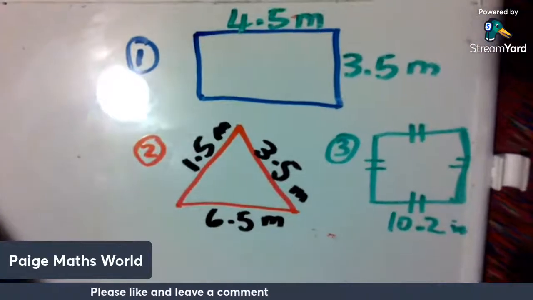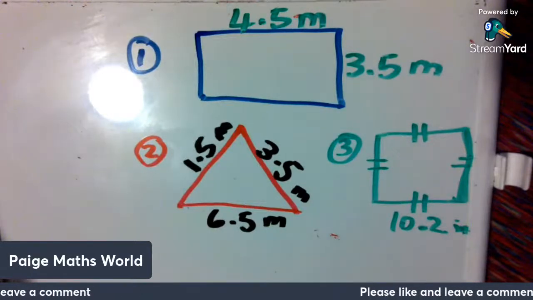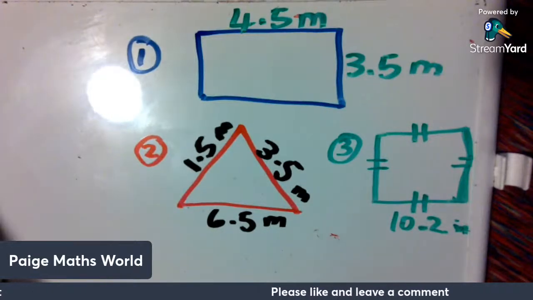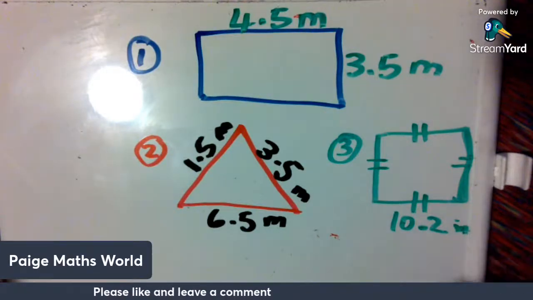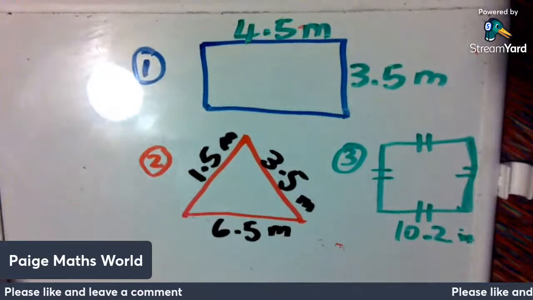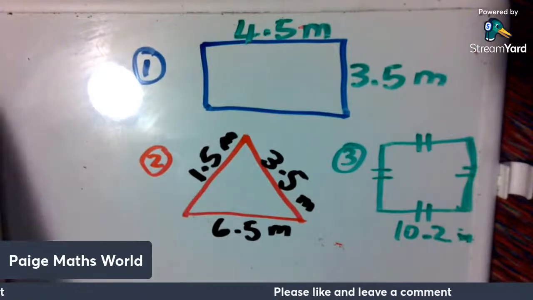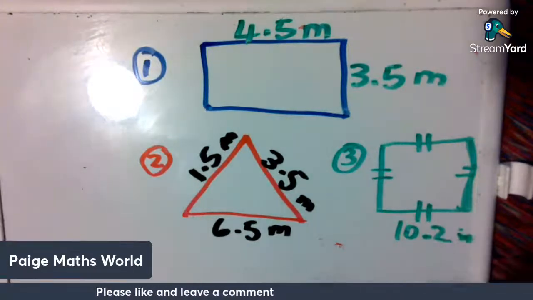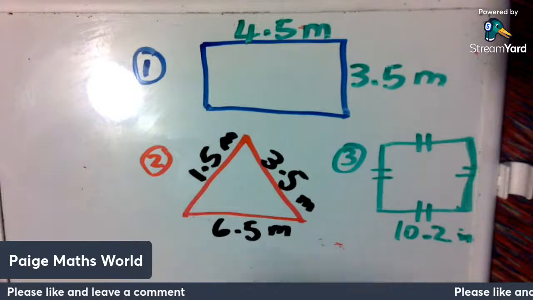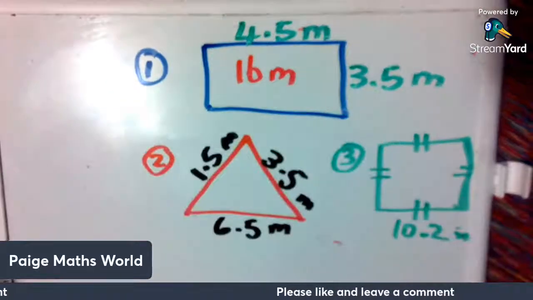All right, so let's get on with number 1. You guys can still type in the chat, but I'm just going to try to finish this up. I don't want the 1 hour to come and I'm still here. All right, so the first one: 4.5 plus 4.5, that's 9. 3.5 plus 3.5, that's 7. 9 and 7 is 16. So the perimeter is 16 meters. Who got that?